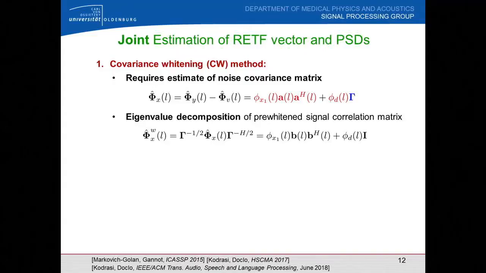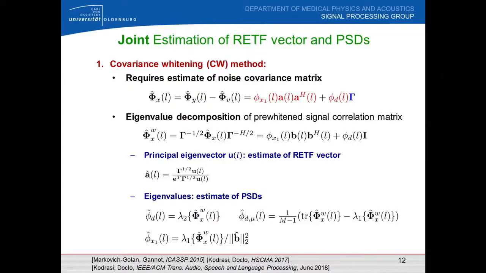A state-of-the-art method for doing this is called the covariance whitening method. So basically it pre-whitens this estimate of the reverberant speech covariance matrix. You can get a nice model with a rank 1 matrix and an identity matrix. And then based on the eigenvalue decomposition of this pre-whitened matrix, I will not go into details here, the eigenvector is related to an estimate of the RTF vector, and the eigenvalues are related to the PSD estimates.